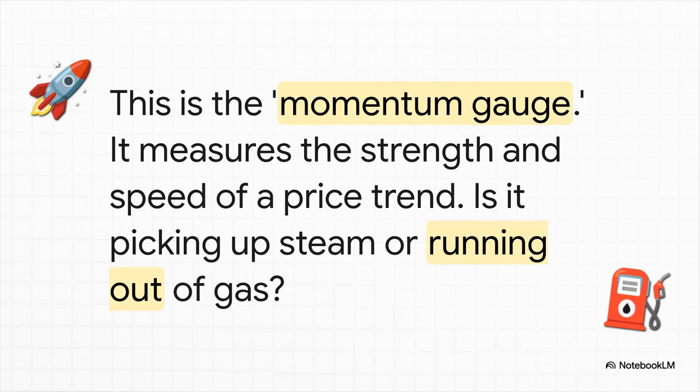Okay, next tool, the MACD. It stands for Moving Average Convergence Divergence, which, yeah, is a total mouthful. So let's just call it the momentum gauge. It doesn't just look at the trend, it tries to measure the strength and the speed of that trend. You know, is the stock picking up steam or is it running out of gas?